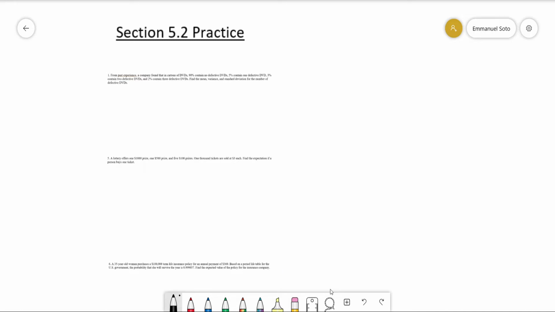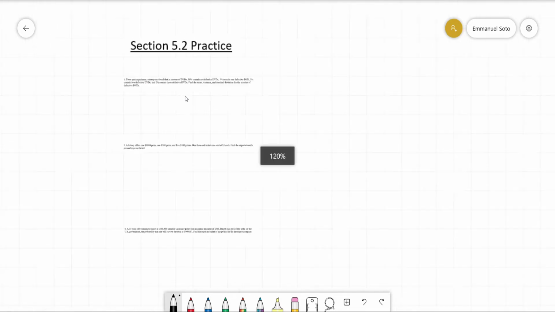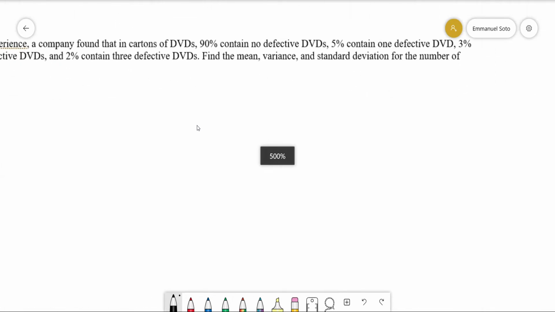All right, class. So right now we're going to look at 3 problems from section 5.2. We're going to be looking at some mean, variance, standard deviation, all that stuff. So let's look at the first problem.